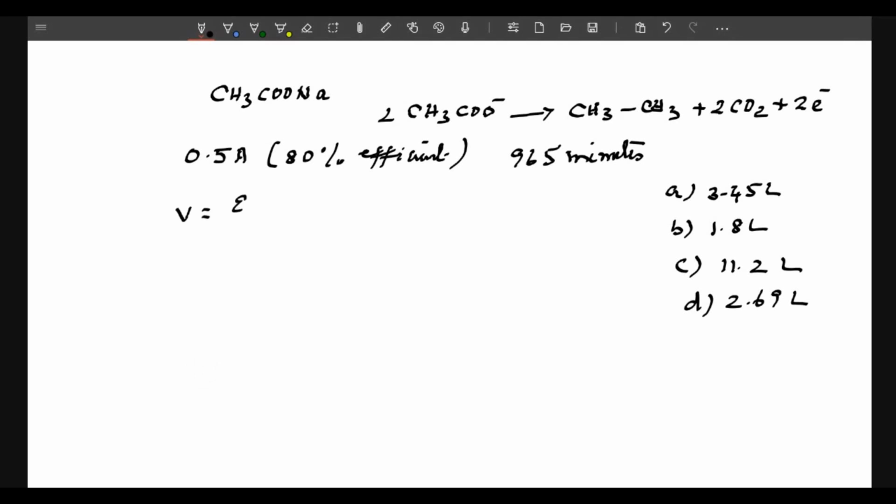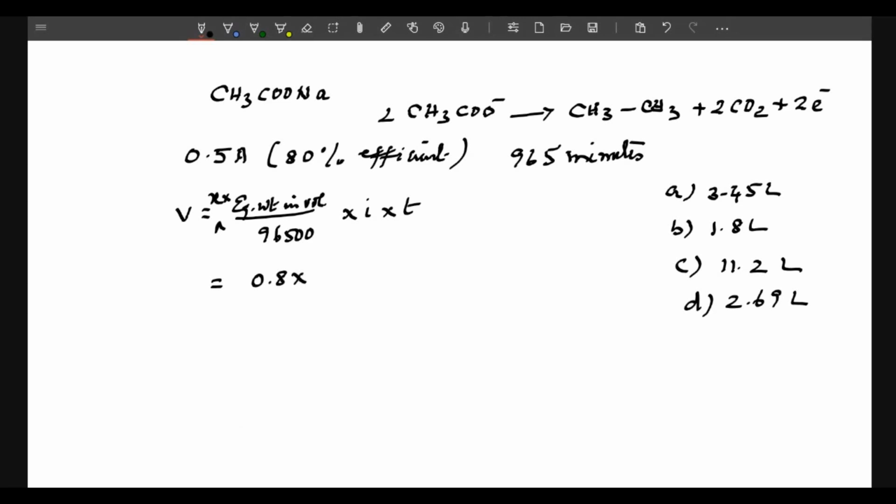V is equal to equivalent weight in volume. That is, 1 mole would give you 22.4 liters, divided by 96,500, into I, into T, into X. Why are we introducing X here? Because efficiency is given. I will give you a small hint and then you will complete the problem at home. 80% efficiency, therefore X is equal to 0.8.